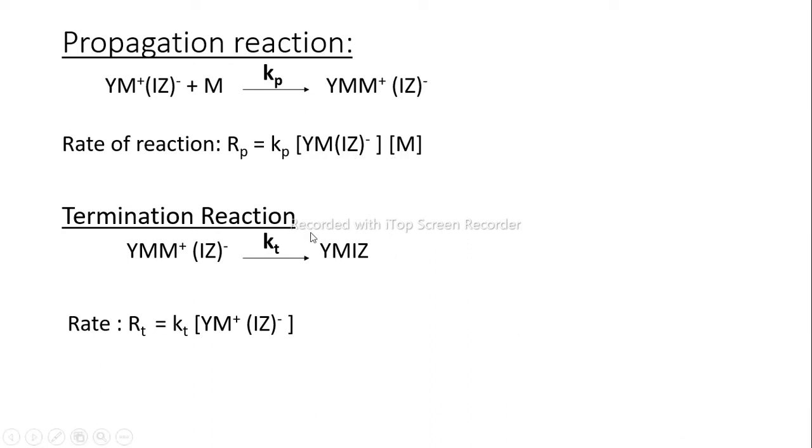After this propagation reaction, the next and final reaction is the termination reaction, which will stop the chain of the propagation reaction. Here the product of the propagation reaction, which is the polymer, releases the proton ion to give us our desired polymer, and the rate of the reaction is written as follows, where Kt is the constant of the termination reaction, and this is the concentration of the reactant.